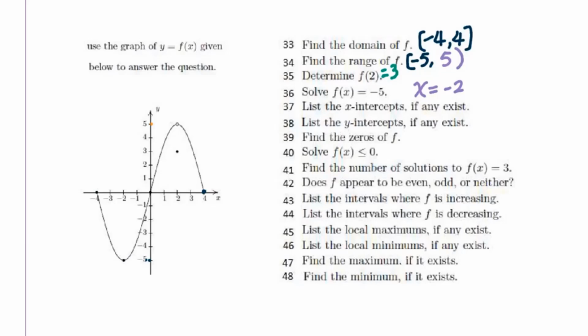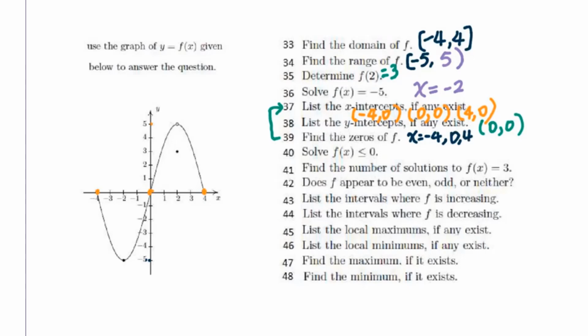List the x-intercepts. That's 1, 2, 3. So we got -4, 0, and 0, 0, and 4, 0. The y-intercept: the graph crosses the y-axis at 0, 0. Find the zeros of f. That means the x-intercepts. Therefore, x equals -4, 0, and 4.